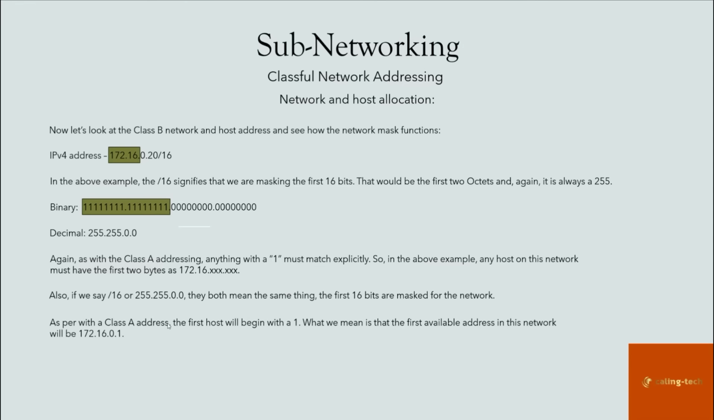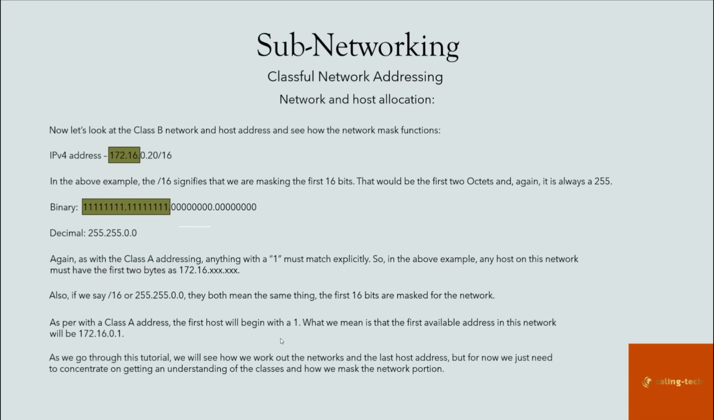As per with the Class A address, the first host will begin with a 1. Now, what we mean by that is that the first available address in this network will be 172.16.0.1. So you note that it has to start with 172.16. Okay, that's the first available address is 0.1 within that 172.16 network. Now, as we go through this tutorial, we'll see how we work out the networks and the last host address. But for now, what I need is for you to concentrate on getting an understanding of the classes and how we actually mask the network portion.